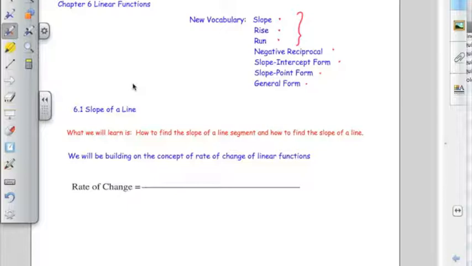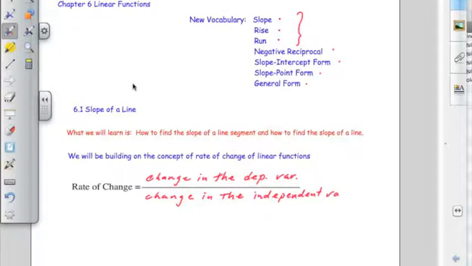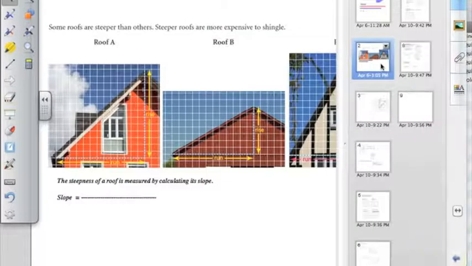So we'll be building on the concept from Chapter 5 about rate of change of linear functions, and you might remember that rate of change is simply the change in the dependent variable, I'm just going to abbreviate that, divided by the change in the independent variable. Oh, well, I wrote it all the way out in one, not all the way in the other. All right, sorry about that.